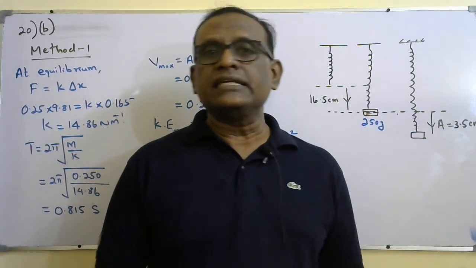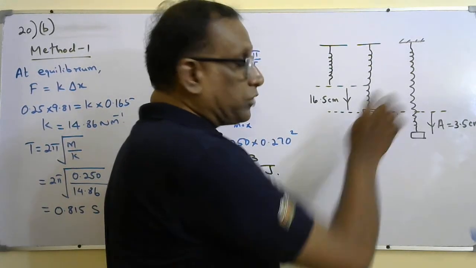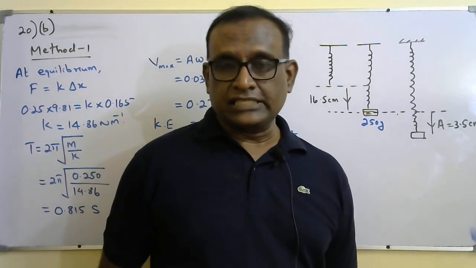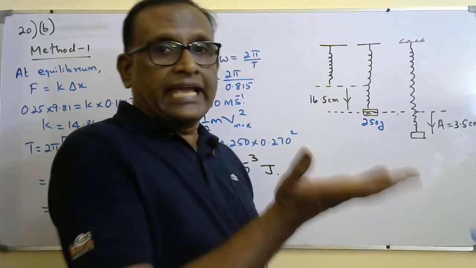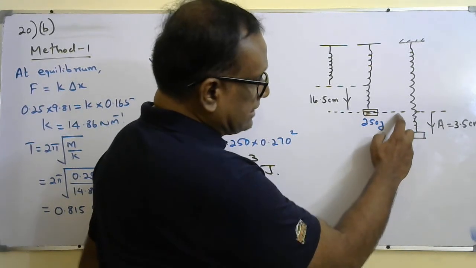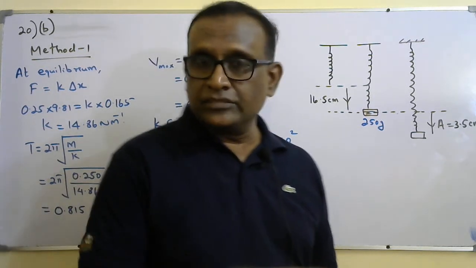So what energy changes occur when it moves from the lower position to the equilibrium position? It's moving up, so it's gaining gravitational potential energy, mgh. When it is gaining gravitational potential energy, mgh, h is this much. This is the h. So how much is the h? 3.5 centimeter is the h. I need to convert to meter.